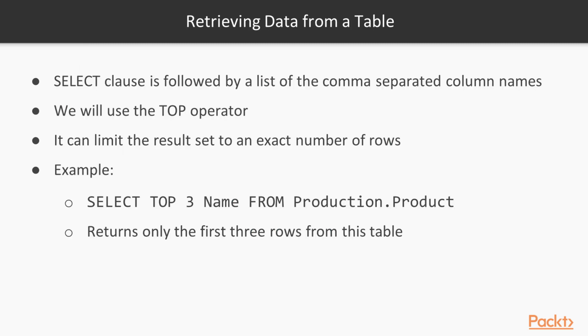The select clause in a query is followed by a list of the comma-separated column names that you wish to retrieve in a result set. For the sake of simplicity, where the result set provides a reasonable amount of data, I will use the top operator. Top can limit the result set to an exact number of rows. For example, select top 3 name from production.product will return only the first 3 rows from this table.